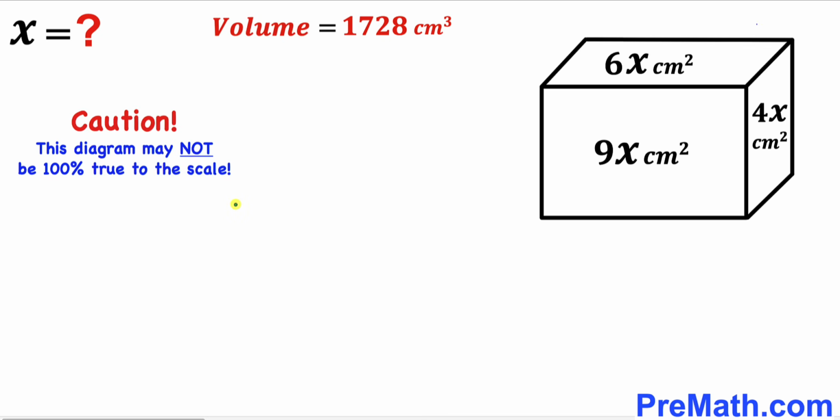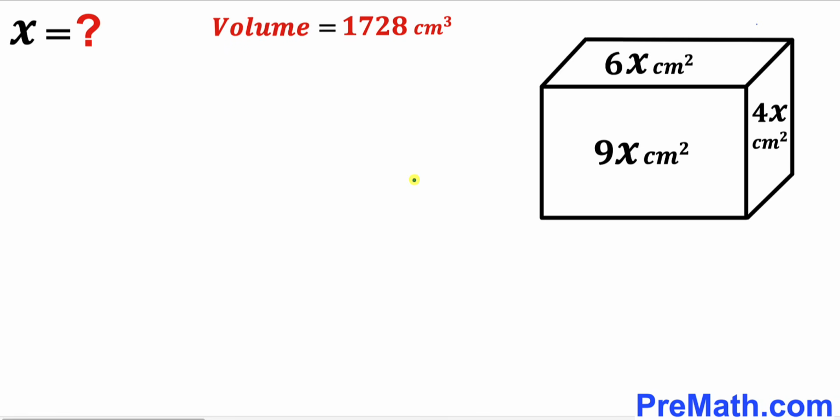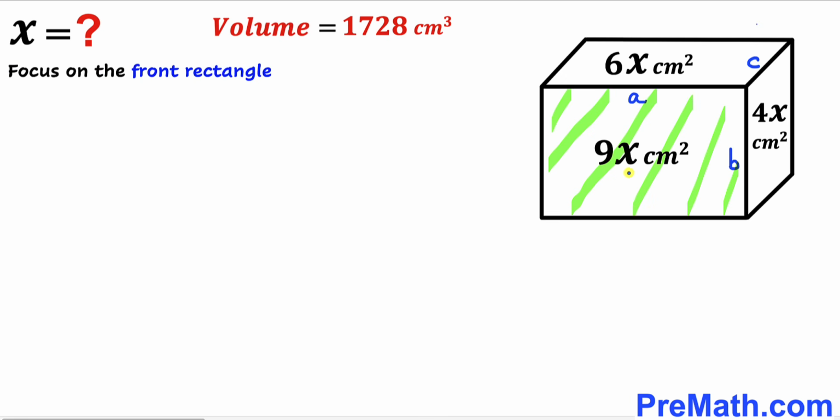And please keep in mind that this figure may not be 100% true to the scale. Let's go ahead and get started. And here's our very first step. Let's focus on this closed box. And our very first task is to label its side lengths. I'm going to label this side as lowercase a, this side length as lowercase b, and finally this side length as lowercase c.